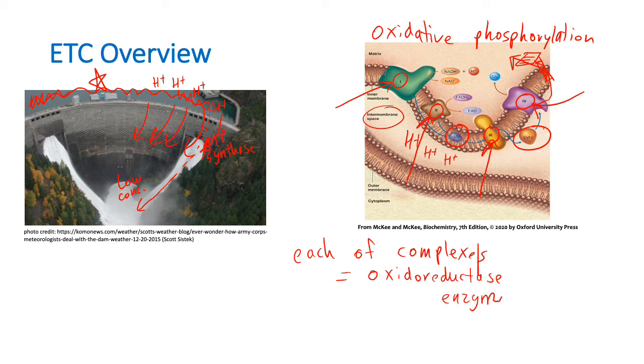Okay. So hopefully that makes sense to you. Each one's involved in redox. They're all enzymes, or rather they have a lot of cofactors and whatnot, so they're called complexes. So each of these complexes are oxidoreductase enzymes. So let's get started and learn what complex 1 is.